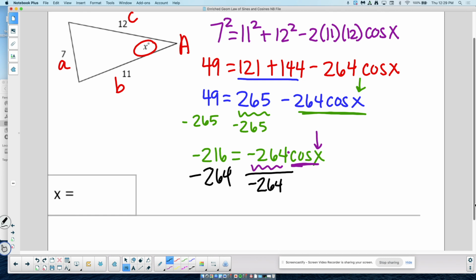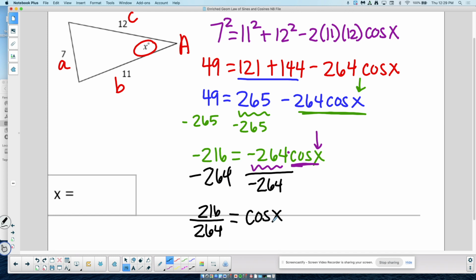Okay, so we're dividing, but we don't want this as a decimal. Remember, we don't want to approximate. We want to keep things as exact as possible. So really, on the left side of our equation, we have 216 over 264. A negative divided by negative turns positive, so this fraction's positive, equals cosine of x.